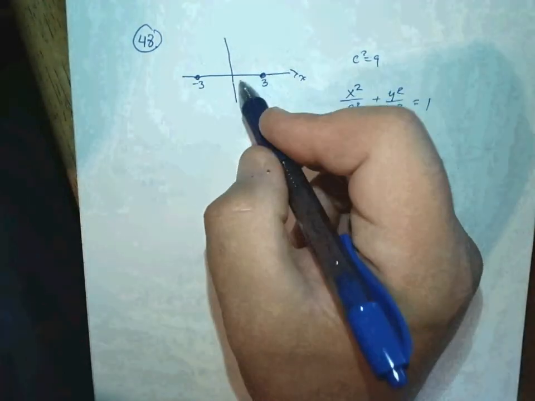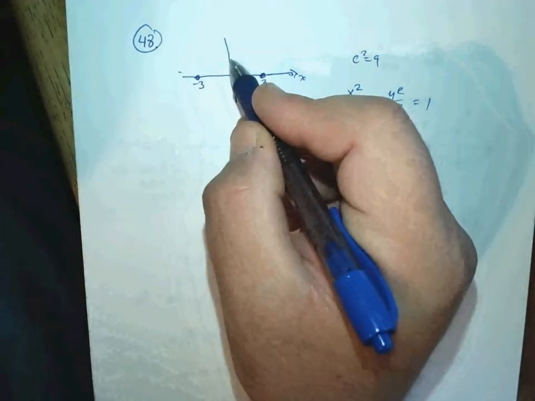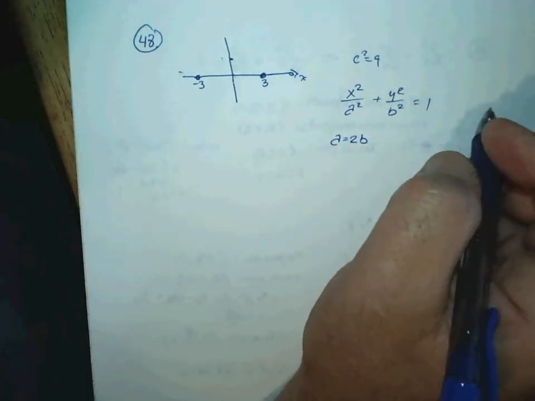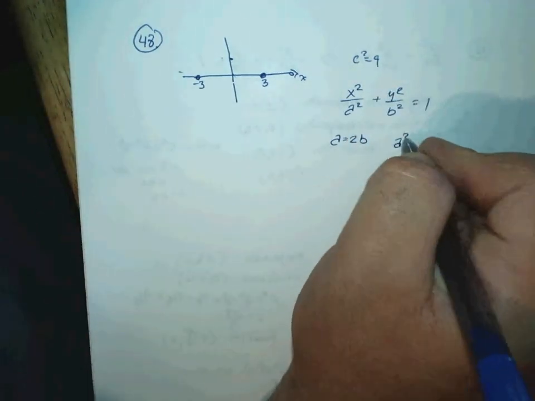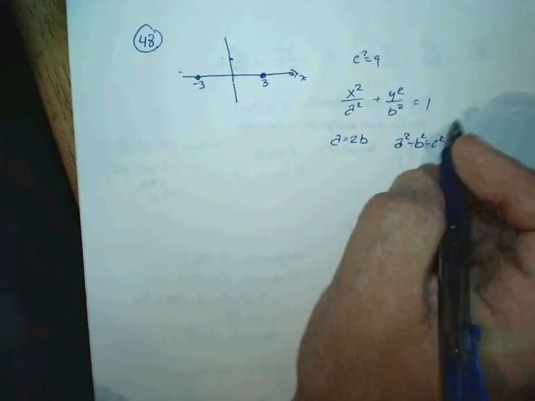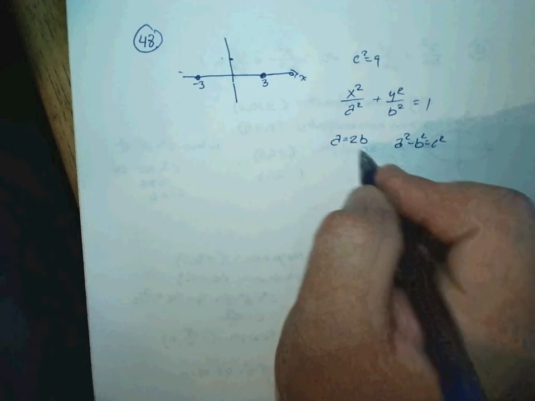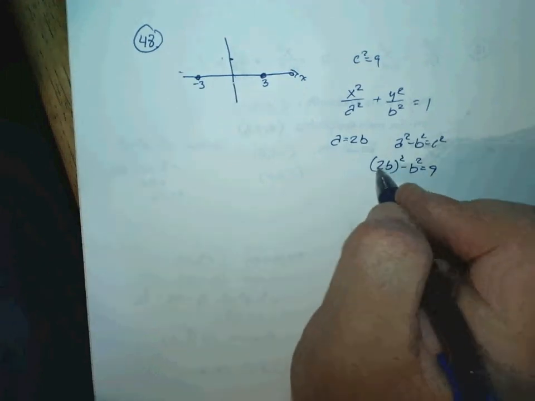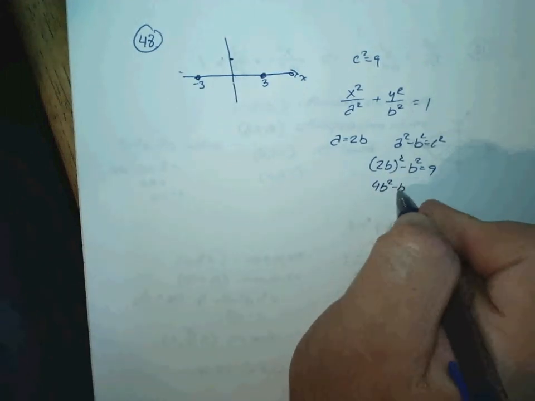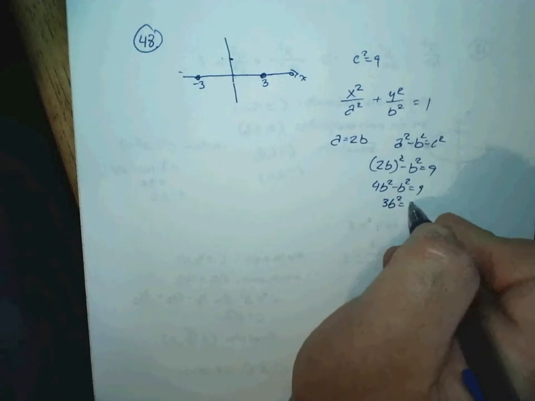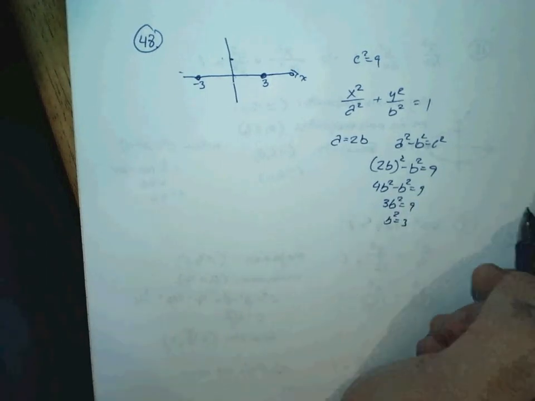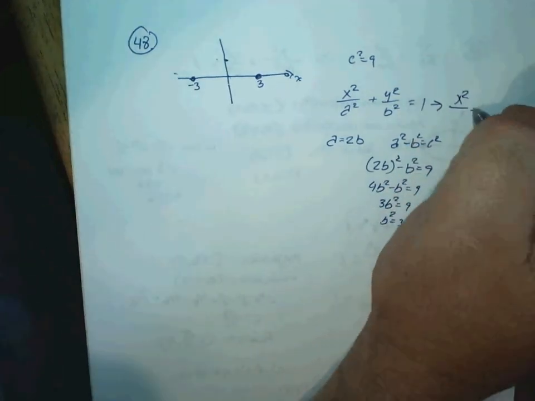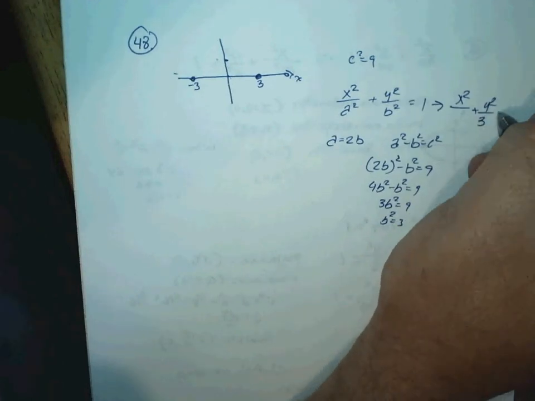All right, so I know that A, the distance along the major axis, is twice the distance along the minor axis. A is twice B. And I know that A squared minus B squared is C squared. So let's see what I can fit in here. If A is twice B, 2B squared minus B squared, and C squared is 9, then I have this equation to solve. 4B squared minus B squared is 9, 3B squared is 9, B squared is 3. Now I know what B squared is.